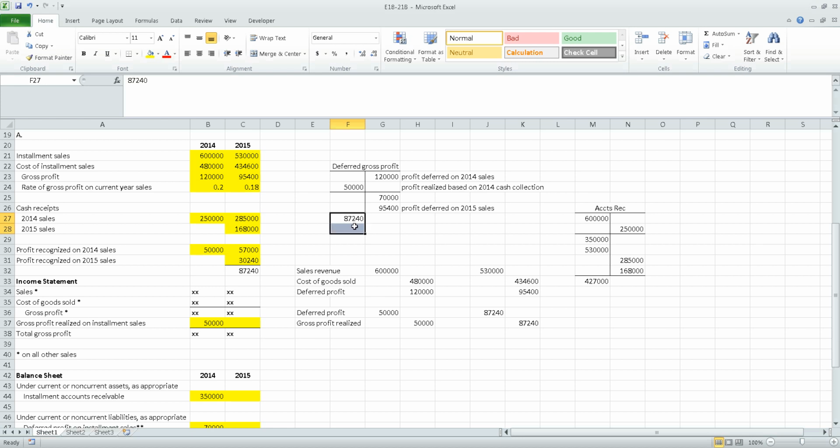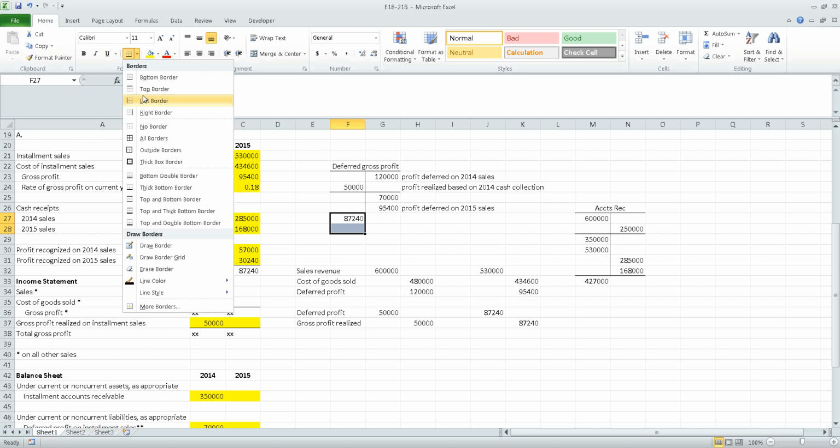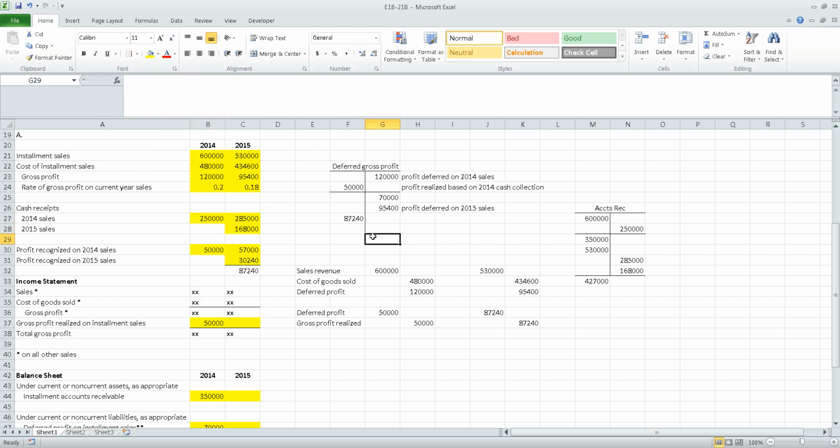So let's extend down our T account and figure out what our end of year balance is. Our end of year balance in the T account is going to be what we started the year with, plus the amount of profit that we deferred this year on 2015 sales, less the amount of profit we recognized on 2014 sales, and the amount of profit we recognized on 2015 sales. So the bottom line balance in deferred gross profit at the end of the year is $78,160.